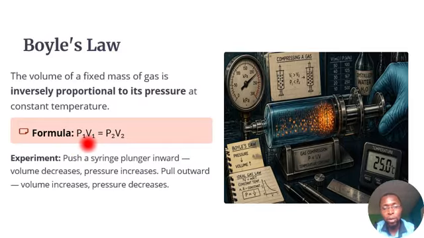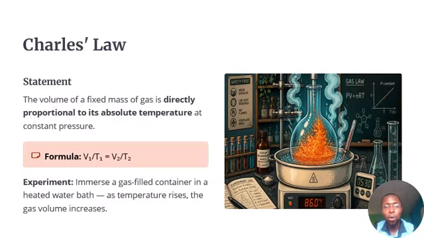So by formula, Boyle's law says that pressure 1 multiplied by volume 1 equals pressure 2 multiplied by volume 2. That formula is very, very key for our understanding. So we're going to see more examples as we go on, but let us consider the second law. That's known as Charles' law.